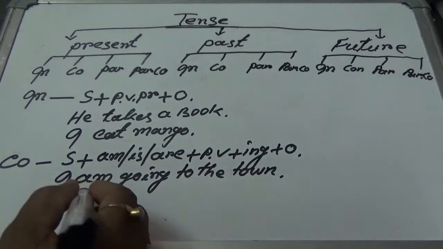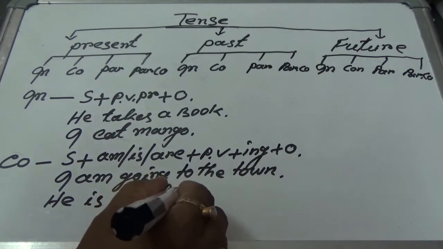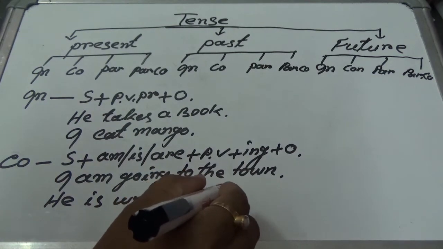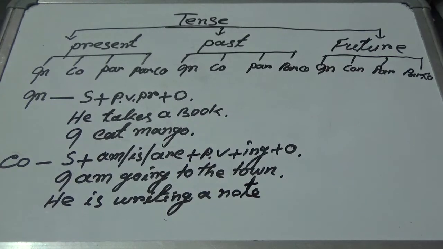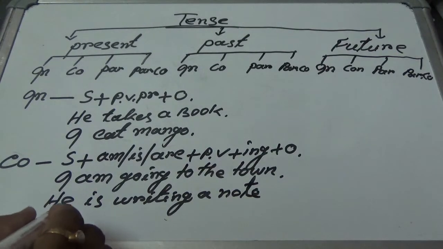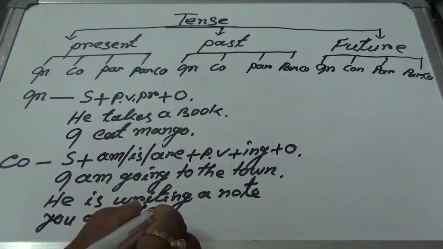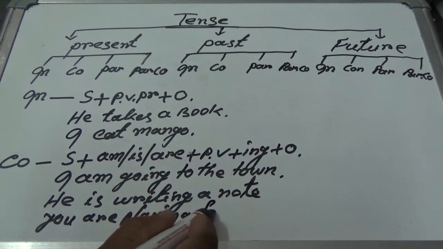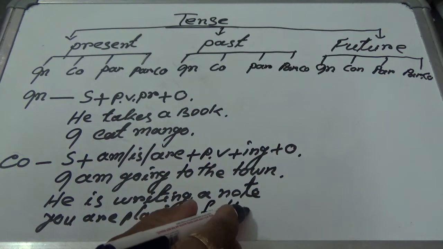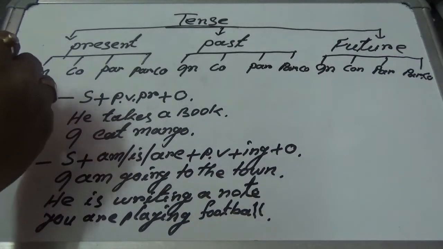He is writing a note. Next, you are playing football. We are playing football, like this. We discussed indefinite and continuous.